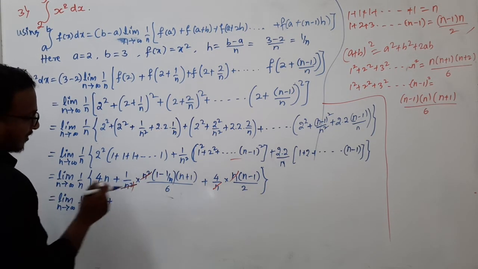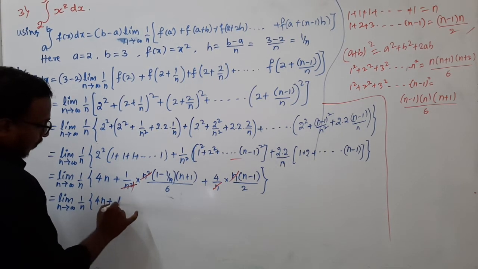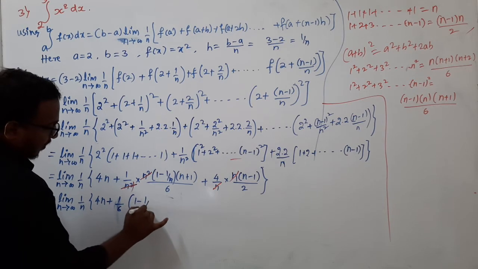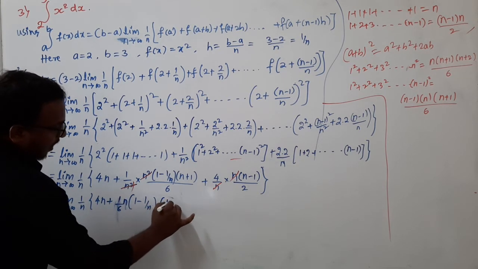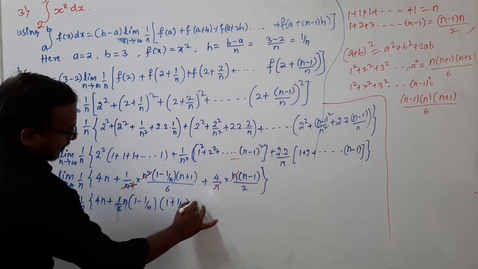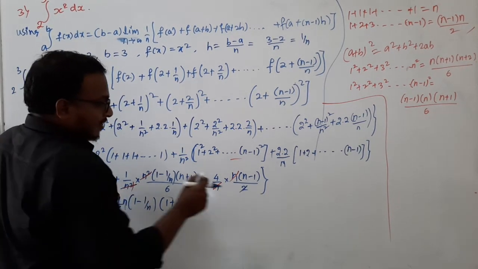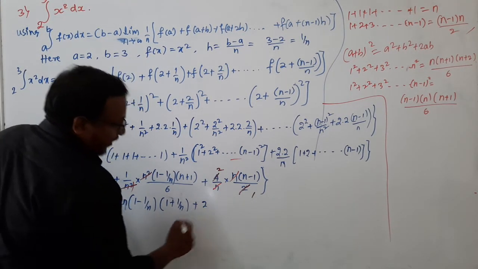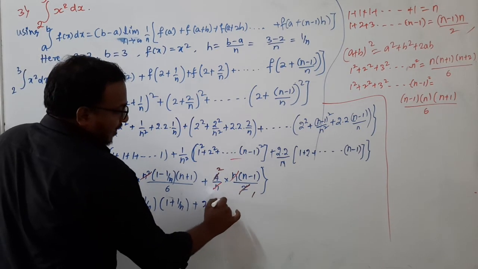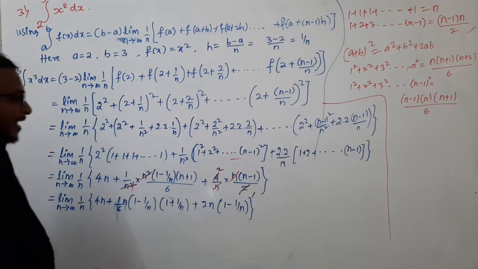This n square, this n square get cancelled. The remaining values are 1 by 6 into 1 minus 1 by n. I am taking in this one also n as a common. The remaining values are 1 plus 1 by n, plus, in this one also, 2 ones are 2, 2 twos are 4, therefore 2 into, taking n outside, it will become 1 minus 1 by n.